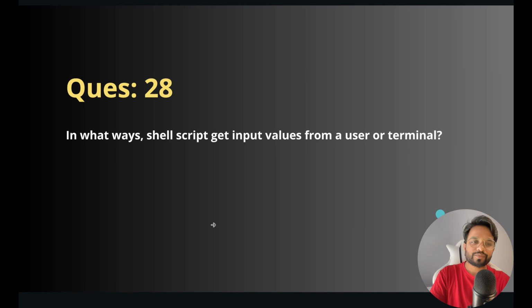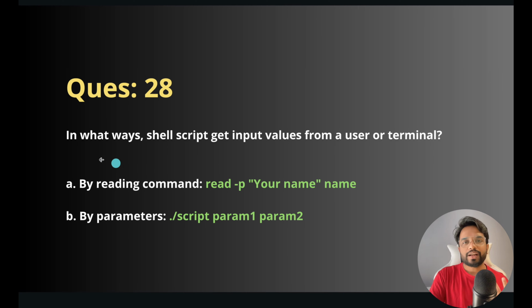Question number 28. In what ways can a shell script get input values from a user or terminal? This is related to the topic of how to create interactive scripts, and how you can provide values to the script. There are two ways actually. One is asking within the script, using the read command, like "what is your name", and the second is by parameters or by providing arguments while running the script, so your script can read those values and use them.